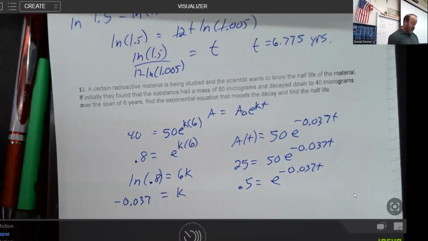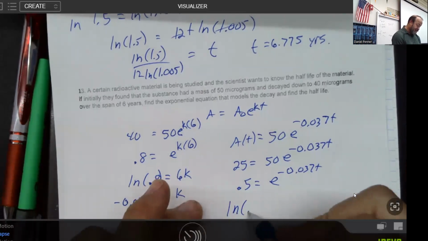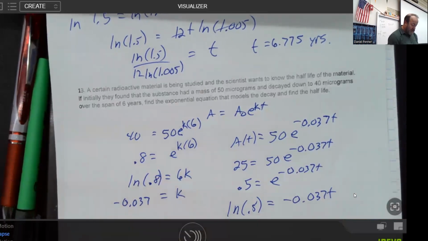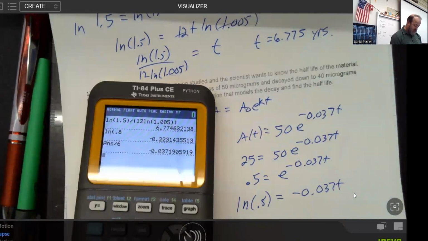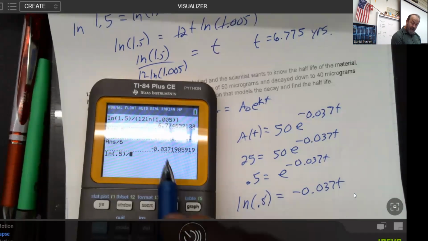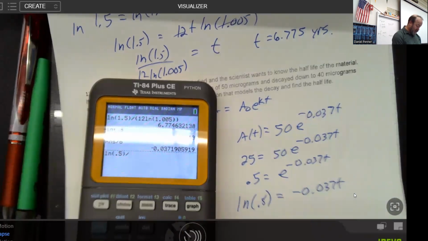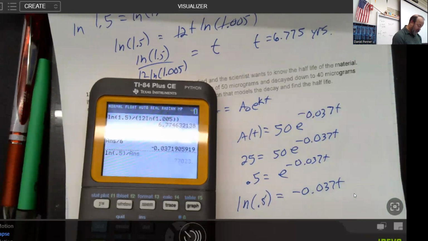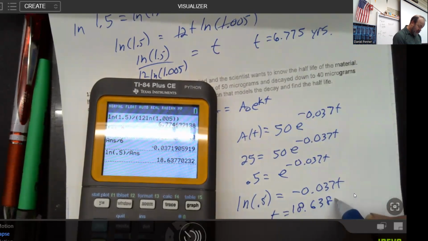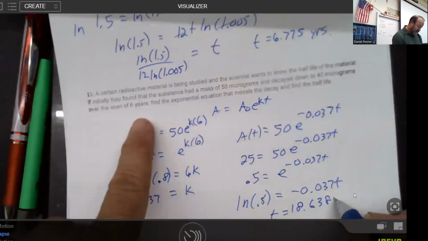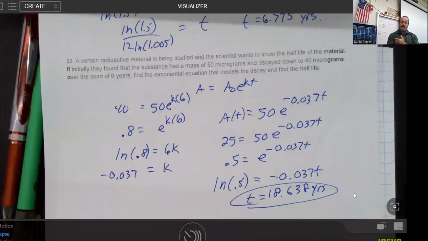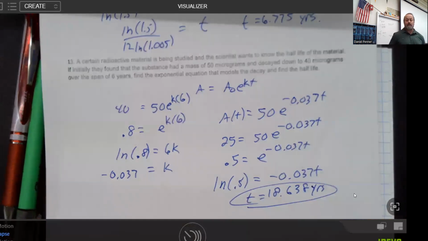We're going to take an intelligent log base of both sides. And now all we need to do is take the natural log of 0.5 and divide it by the 0.037 number, which I have right here. So I'm going to divide that by the answer. And I got 18.638 years. So I lost 20% in 6 years, but it would take me 18.6 years to get all the way down to 50%.